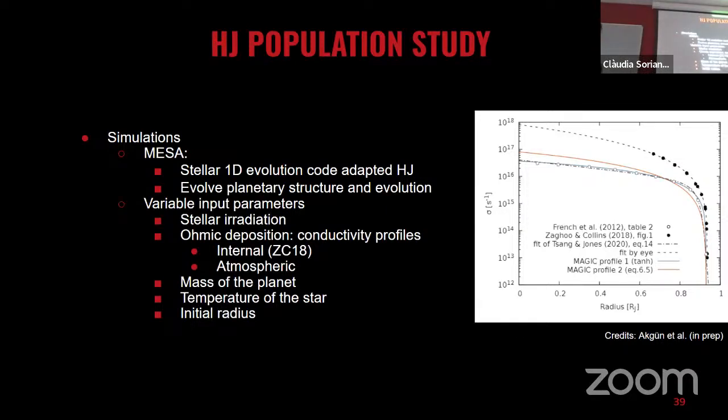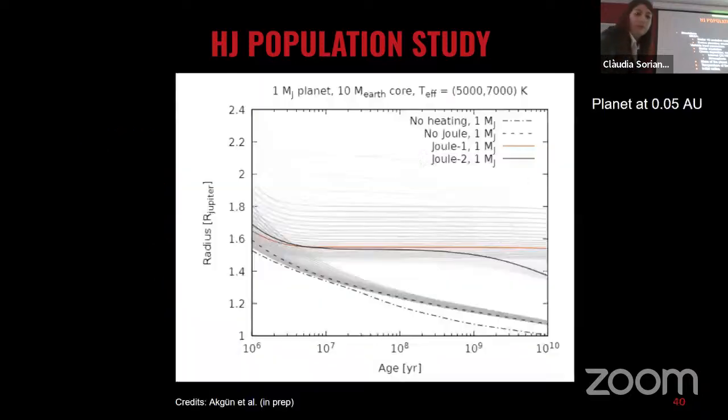As an input, we have the stellar irradiation. We can change the amount of stellar irradiation that the planet receives. We are considering two different kinds of ohmic deposition, the atmospheric one and the internal one. For the internal one, we are using a conductivity profile which has been studied in detail, the one from Zhang and Collins. And then we are running simulations for different initial masses of the planet, different temperatures of the star, and different initial radii to check how they change in time.